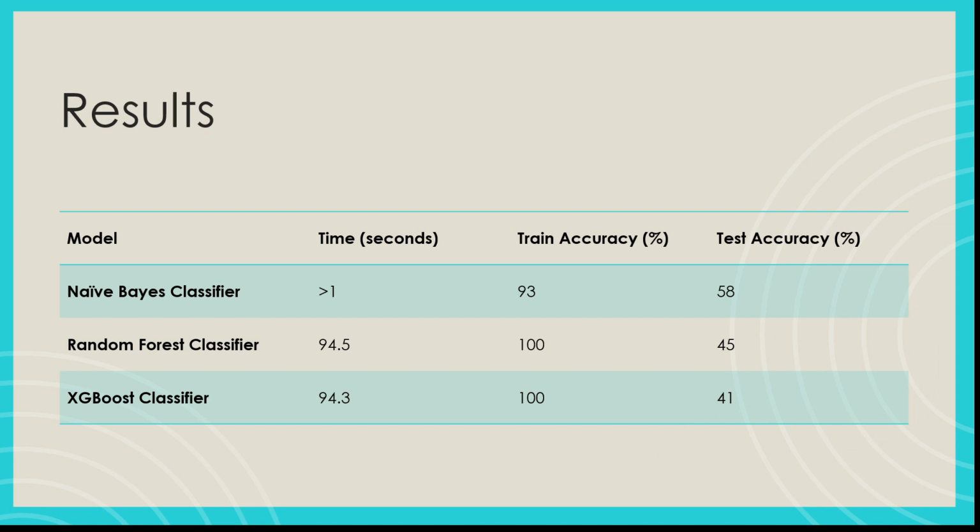These are the final results. All the models had the overfitting problem, but the naive Bayes had the highest test accuracy and the lowest time, since it is based on probabilities and doesn't require a lot of training data, while the random forest classifier is based on bagging and the XGBoost classifier is based on boosting.